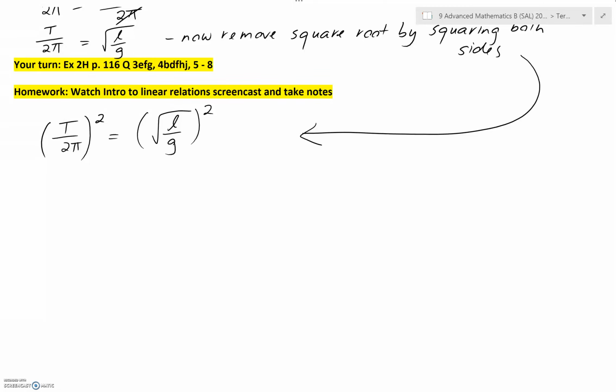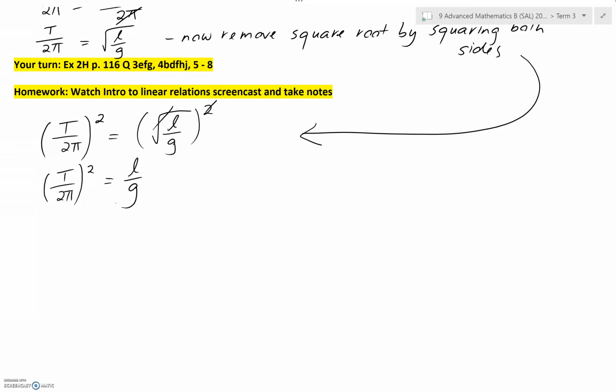So all of t over 2 pi needs squaring, and all of the square root of L over G needs squaring. Now, on the right-hand side, the square and the square root just cancel each other out. But on the left-hand side, that's not the case. That is going to all stay there. So we're going to be left with just L over G on the right-hand side.